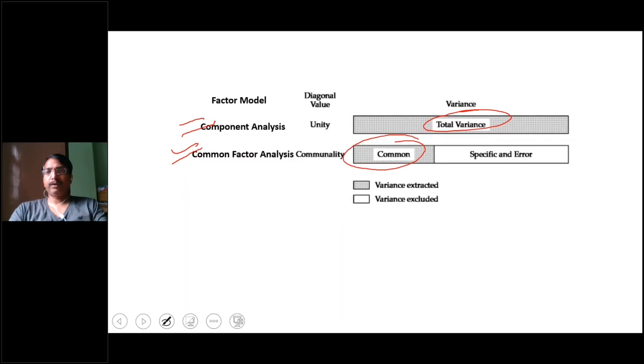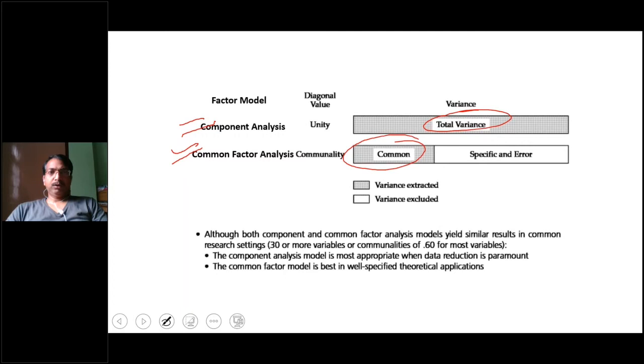Although both component and common factor analysis yield similar results in common research settings, maybe 30 or more variables or communalities of 0.6 or more for most of the variables, component analysis is used when data reduction is your primary concern. And when you have a well specified theoretical application, and you know that there is some hidden dimension or latent construct in these items, then you can go for common factor analysis, or the common factor approach of EFA.